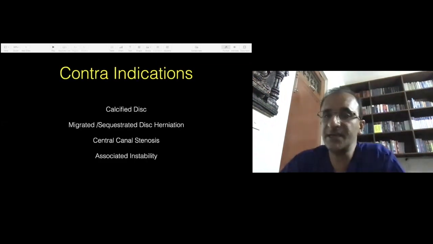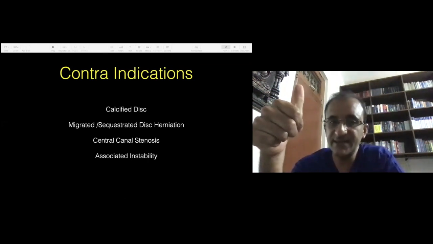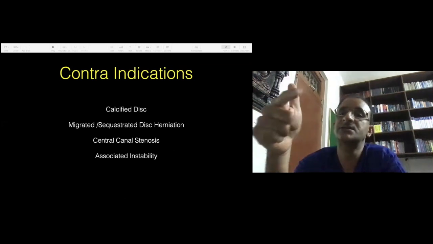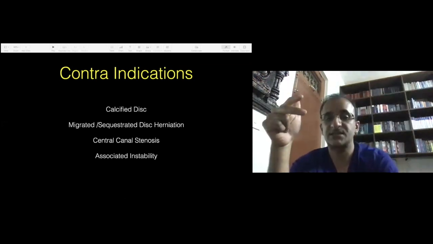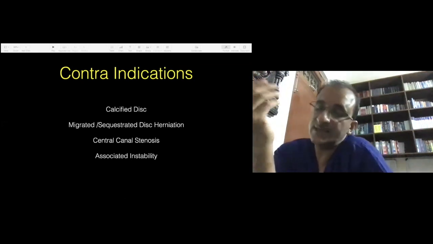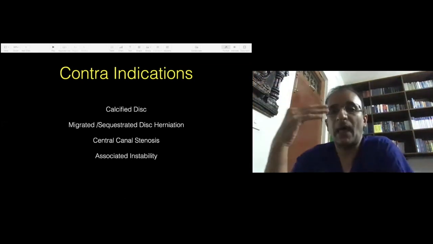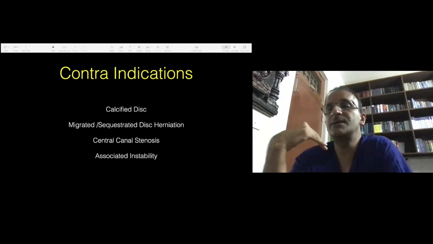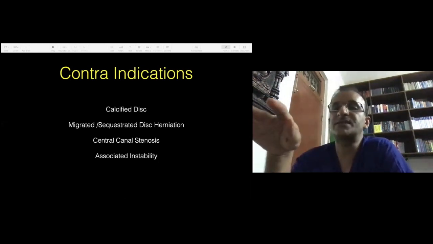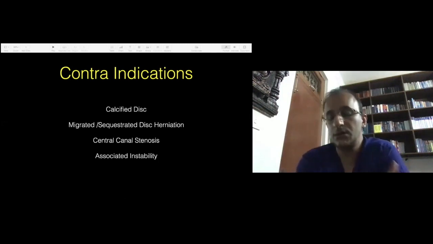Other contraindications: I would not attempt a calcified disc, a severely migrated or sequestered disc herniation beyond the limits. Central canal stenosis is out, and so is associated instability. Though I am in the initial part of my learning curve, or I would say the very basic of fixation or stabilization through a lateral approach.